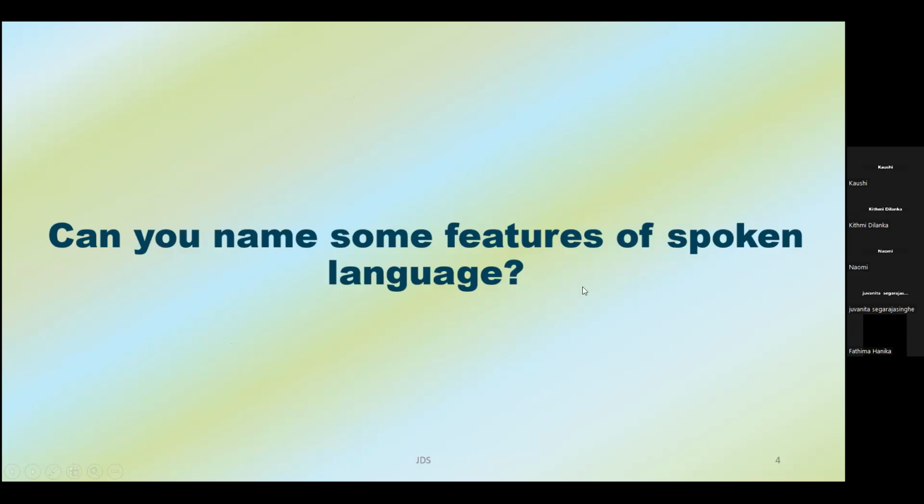Tell me some features of spoken language. Think of the written language and think of the spoken language and try to compare both of these and come out with any features that are relevant to the spoken language or that stand out when it comes to the spoken language than that of the written one.